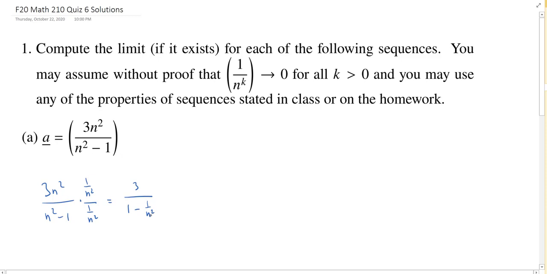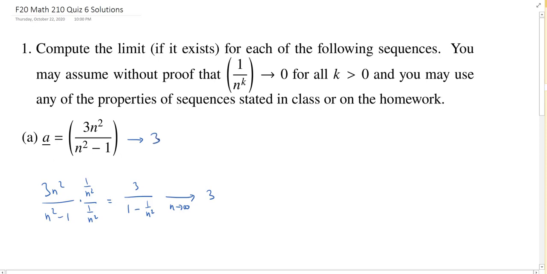Now, we have all these wonderful rules about sequences. If you have two sequences that individually converge, you can compute the limit of their sum or their difference or their product or their quotient. So we can actually just do this piece by piece. 3 and 1 are just constants, so they'll converge to 3 and to 1. And this bottom piece on the right converges to 0. So we know that as n goes to infinity, this fraction is going to converge to 3 over 1, which is 3. Okay, so that is exactly what A is going to converge to: 3.